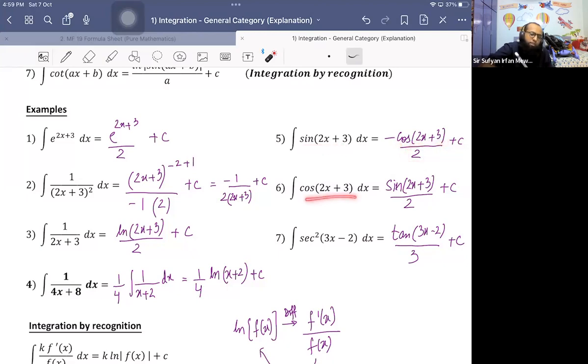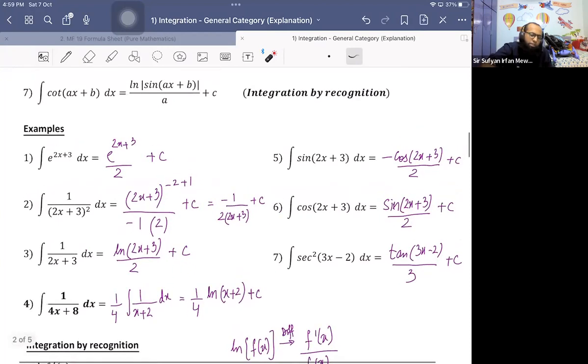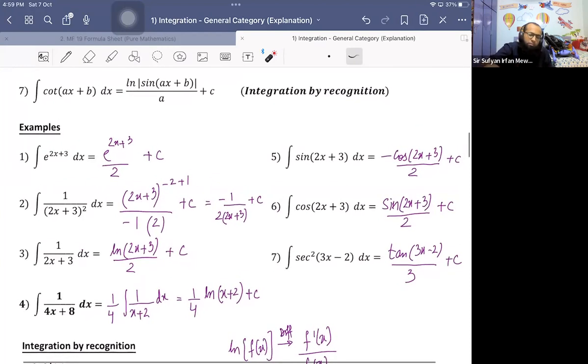Cos 2x plus 3 integrates to sin 2x plus 3 upon 2 plus c. Sec square 3x minus 2 integrates to tan 3x minus 2 upon 3 plus c. So this is what I've covered. All the examples have been covered. Just write all the examples and let me know whether you are clear with all the rules.